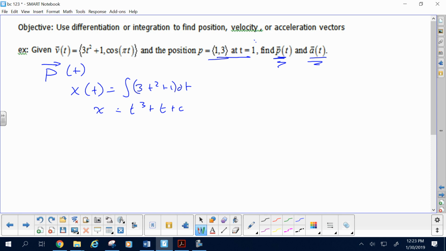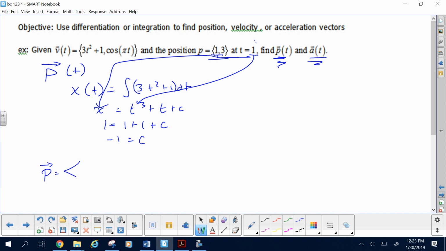X is 1 when time is 1. So 1 equals 1 plus 1 plus C, which implies C is -1. And I have the first part of my position vector. The horizontal component for the vector valued function is t cubed plus t minus 1.